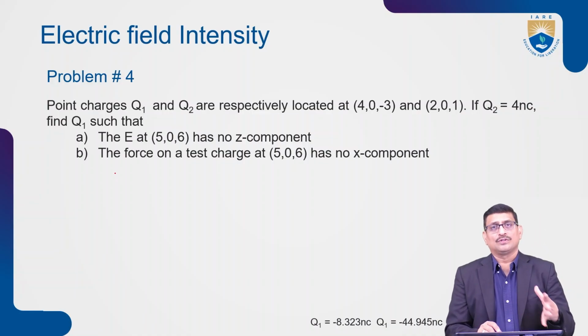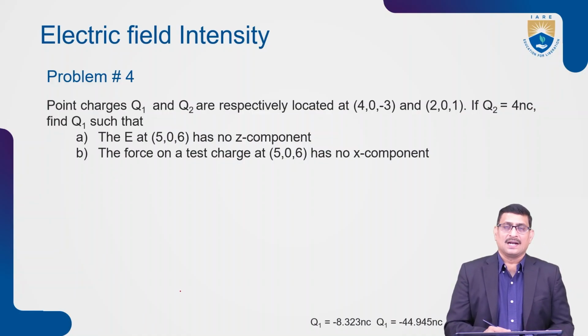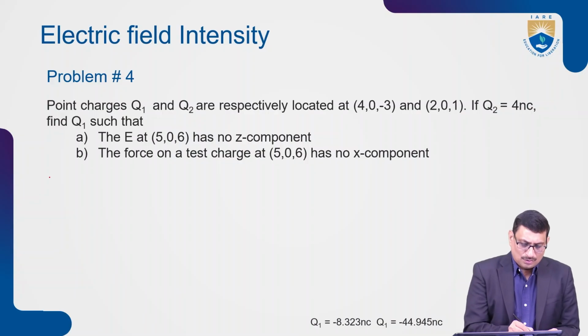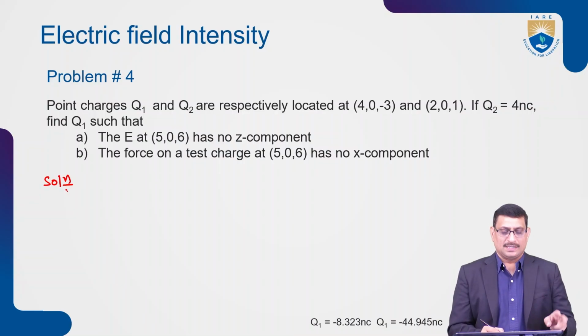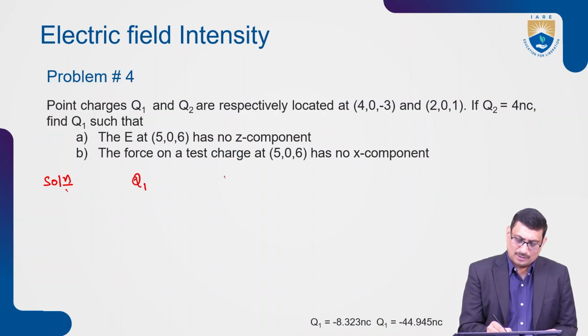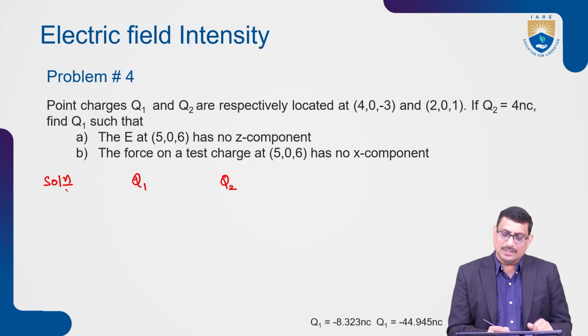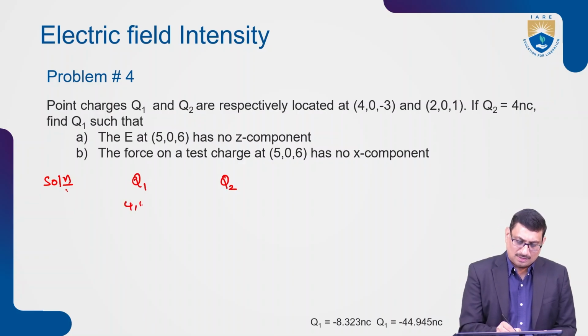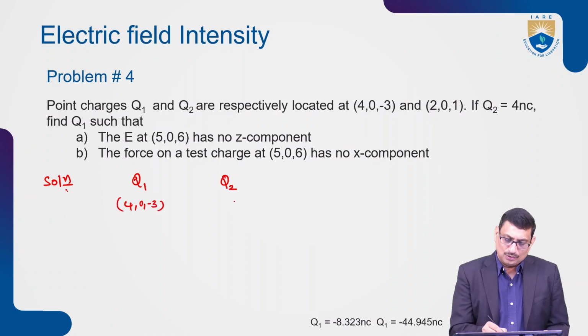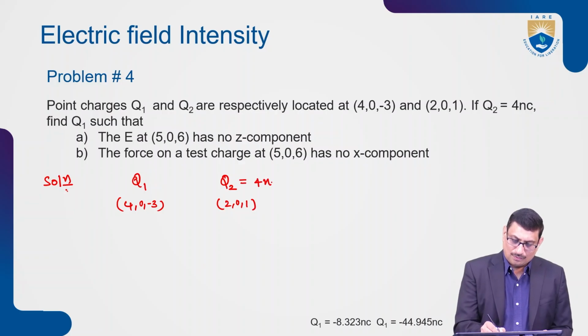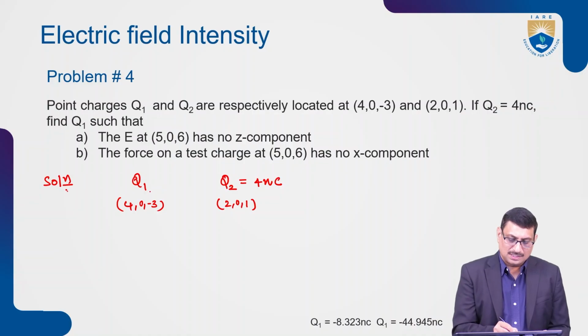Once you go through the problem, understand it and write down what is given. Two point charges Q1 and Q2 are given. They are respectively located at, Q1 at 4, 0, minus 3 and Q2 at 2, 0, 1. Q2 is given as 4 nanocoulombs, and we must find Q1 such that the electric field intensity at some other point has no Z component.